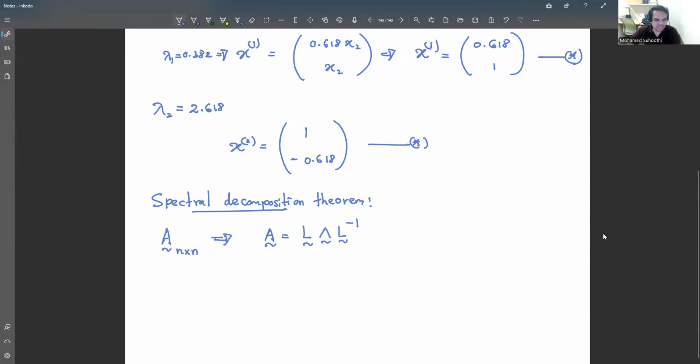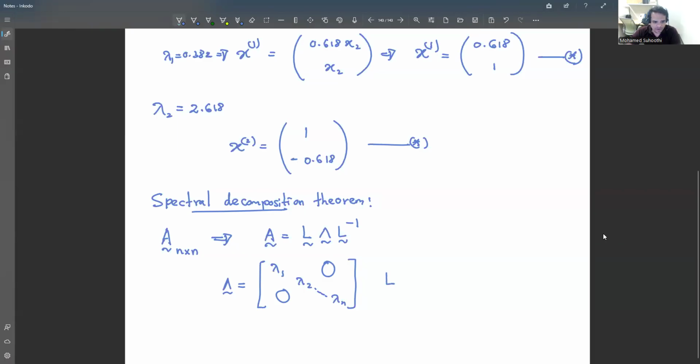Okay, so any matrix A can be decomposed in this way, right? What is this matrix? This is called the eigenvalue matrix. That means you list out all the eigenvalues along the diagonal, and the remaining part is 0. All the off-diagonal part is 0, right? This diagonal matrix contains the eigenvalues.